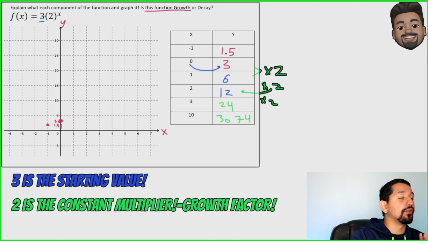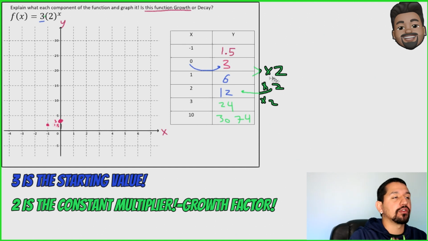Now, why is it growth factor? Well, look on the table. Are my values growing as we go down, or are they getting smaller? Well, they're getting larger, so it's gotta be growth. So that's why we call it a growth factor like this.